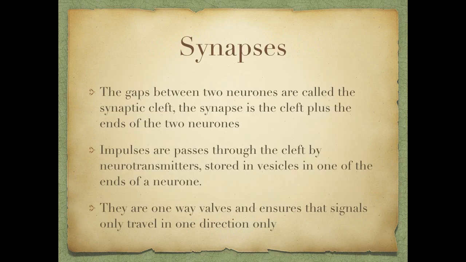Now, here's another example, a very important process of coordination, which is synapses. Synapses is the gap between two neurons. The gap is called the synaptic cleft. The synapse is the cleft plus the ends of the two neurons, which are opposite of each other. Impulses are passed through the cleft by neurotransmitters. They are stored in vesicles in one of the ends of a neuron. The way that it's organized like this is to ensure that the nerve impulse only travels one direction. And these act as a one-way valve.